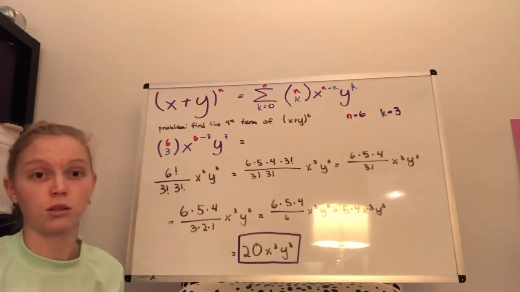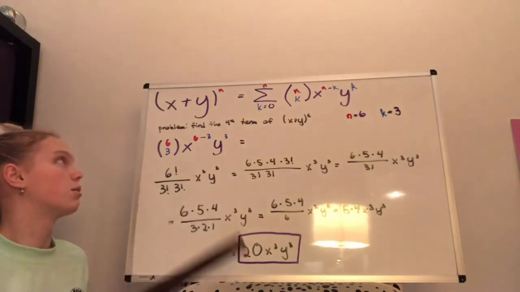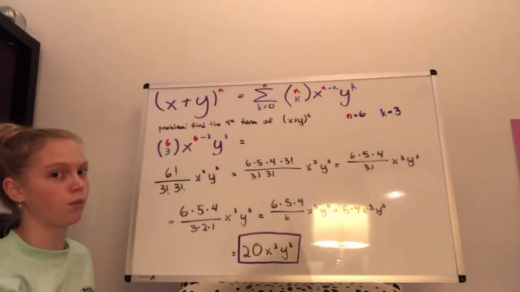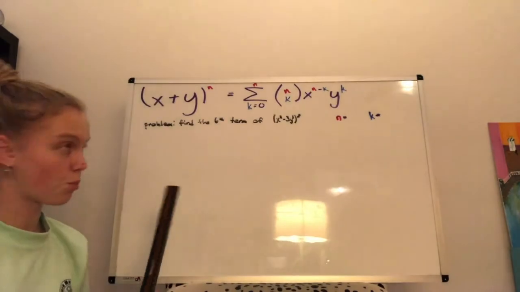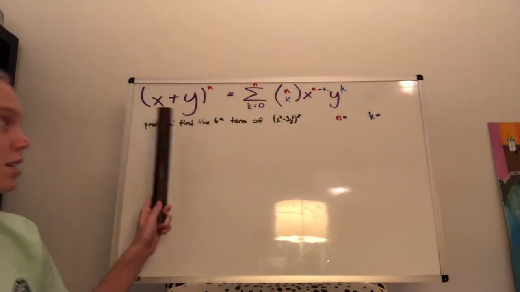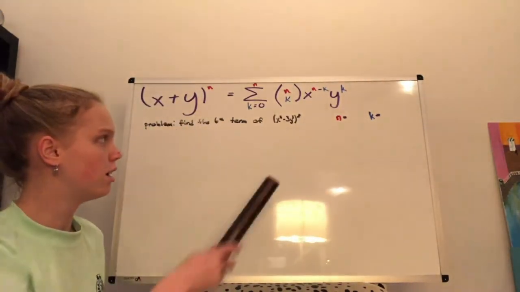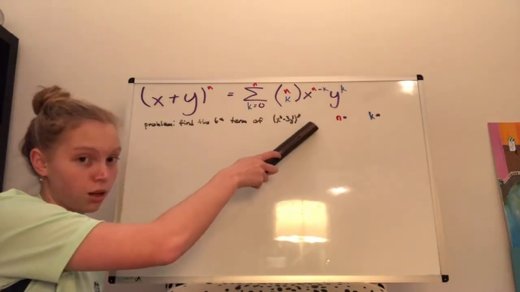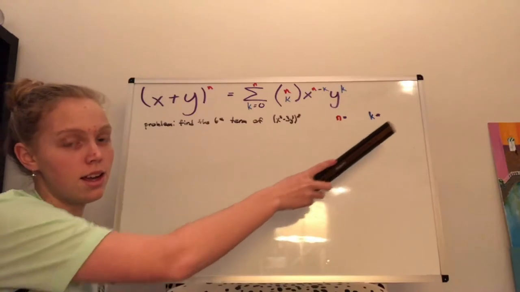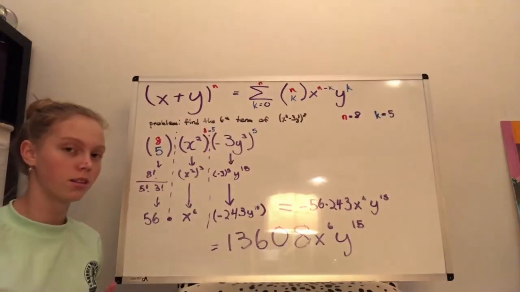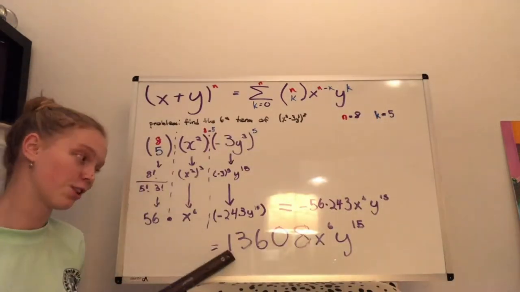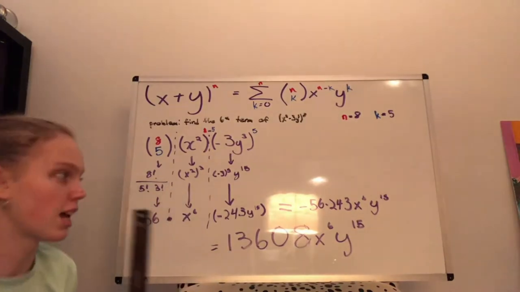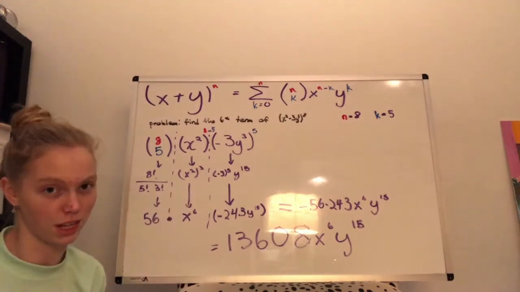So there's many other things we can do with the binomial theorem, and we're not always going to be raising stuff just to x and y, though. Take a moment to try this practice problem. Find the 6th term in the expansion, x squared minus 3y cubed, all raised to the 8th power. Remember to find n and k before you continue. The answer is 13,608 times x to the 6th, y to the 15th.